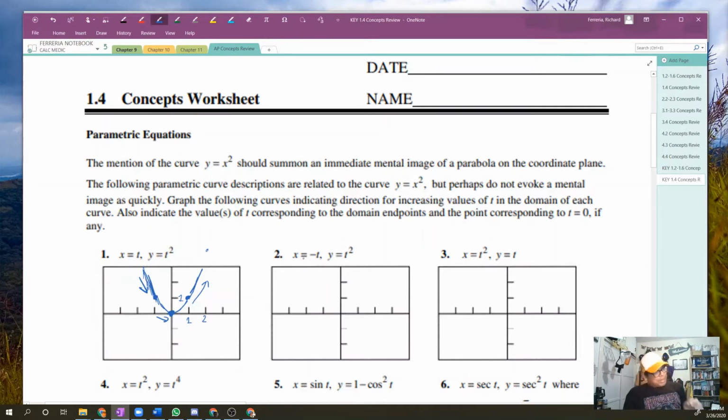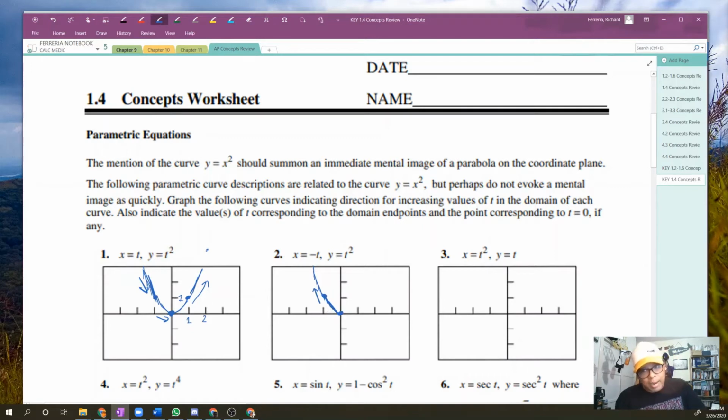The second one: x equals negative t, y is equal to t squared. So let's, again, graph what happens when t is equal to 0. When t equals 0, I get 0, 0. That's not hard to see. What happens when t equals 1? Well, when t equals 1, the x-coordinate is negative 1 and the y-coordinate is 1. When t equals 2, the x-coordinate is negative 2 and the y-coordinate is 4. So here is that part of the parabola, and we are going in this direction.